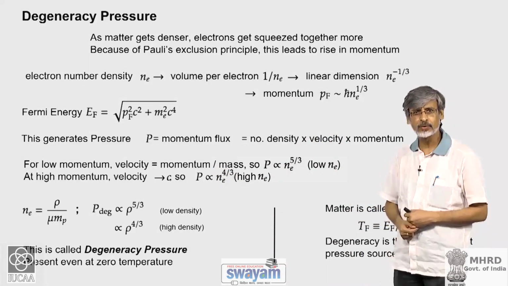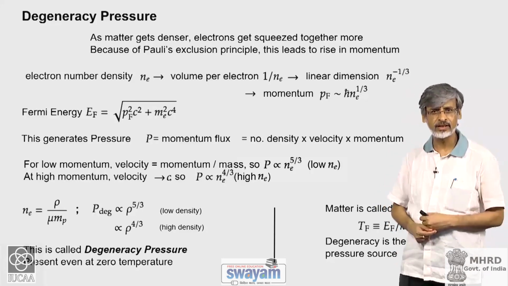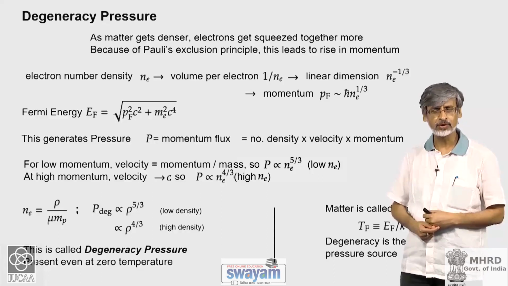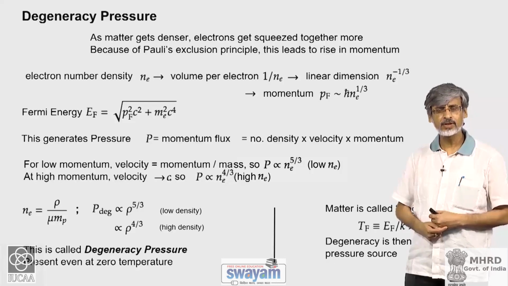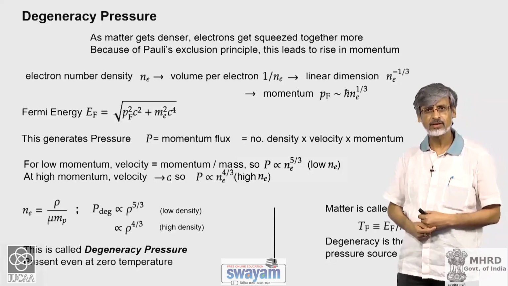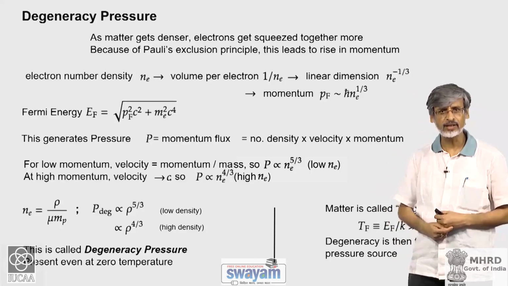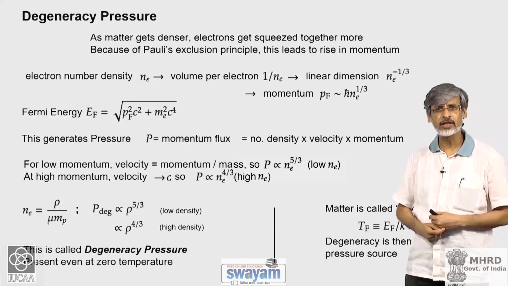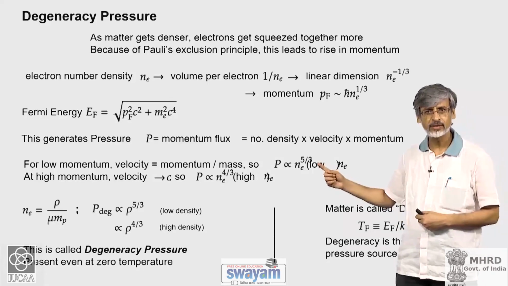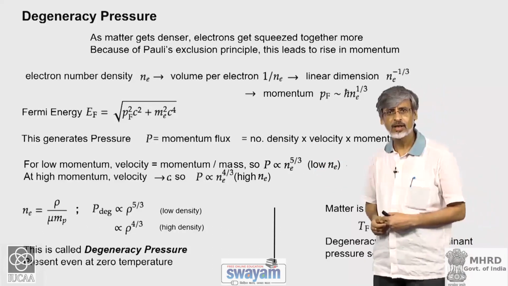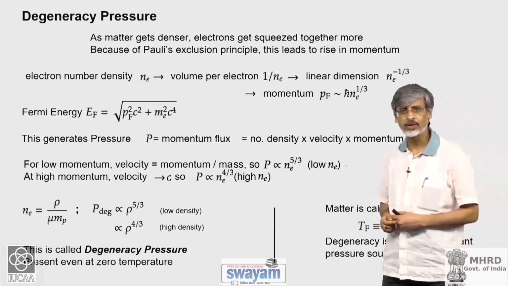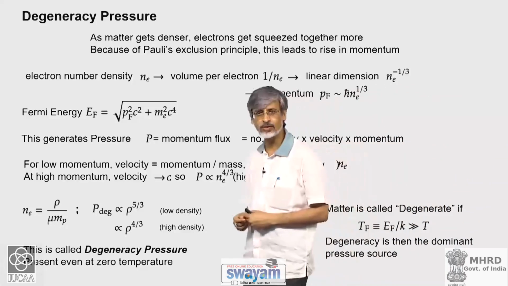Now if you try to do this product, you have number density n e, velocity proportional to p f, momentum proportional to p f. So, you have n e times p f squared, so your pressure is proportional to n e times p f squared, and p f being proportional to n e to the power of 1/3, this whole product works out to be proportional to n e to the power of 5/3, and this is for low values of p f. So, that is low values of n e.